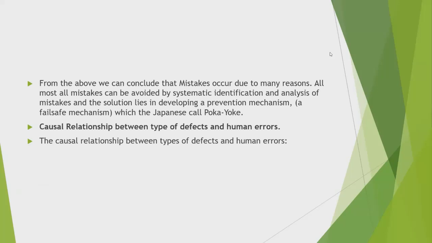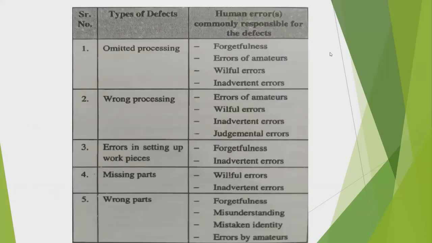The causal relationship between types of defects and human error. Type of defect: omitted processing. Human errors commonly responsible for the defect: forgetfulness, errors of amateurs, willful errors, inadvertent errors. Wrong processing: errors of amateurs, willful errors, inadvertent errors, judgmental errors.